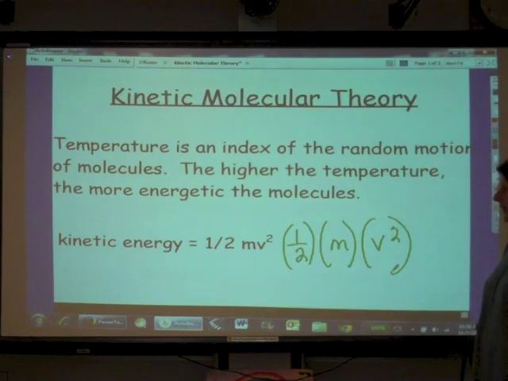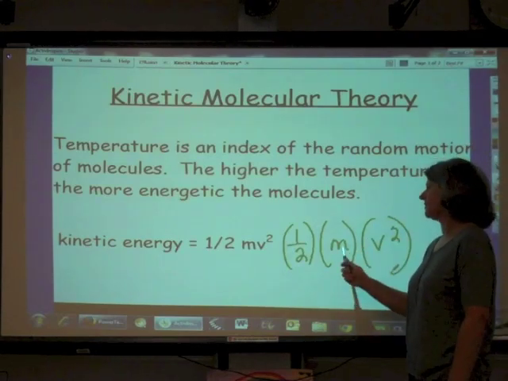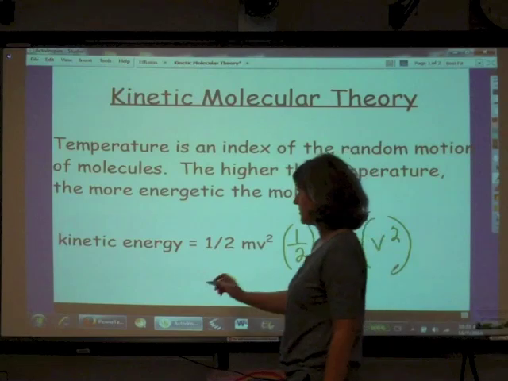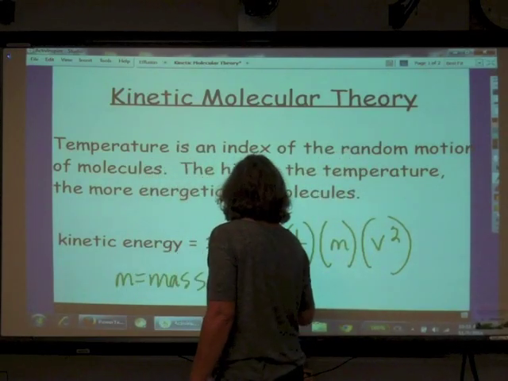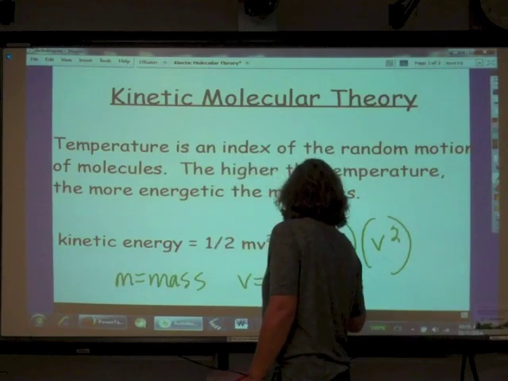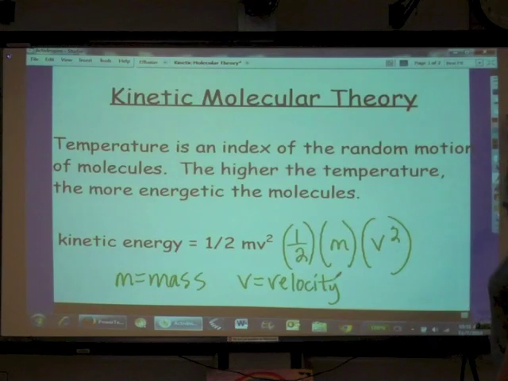So in terms of kinetic energy, velocity of the particle, how fast it's moving, has a lot more to do with its kinetic energy than mass, but mass cannot be left out. And so 1/2 mv squared. What is m? M is mass. And what is v? V is velocity. Essentially the speed of the molecules.